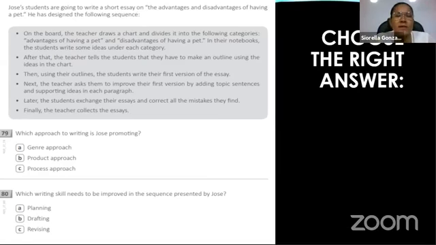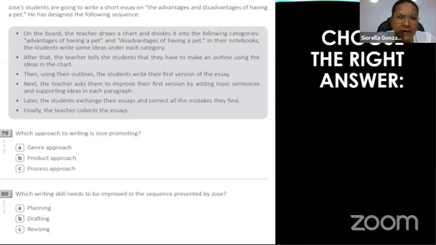Next, the teacher asks them to improve their first version by adding topic sentences and supporting ideas in each paragraph. Later, the students exchange their essays and correct all the mistakes they find. Finally, the teacher collects the essays. 79. Which approach to writing is Jose promoting? General approach, product approach, or process approach?